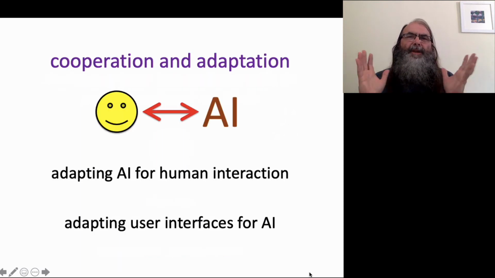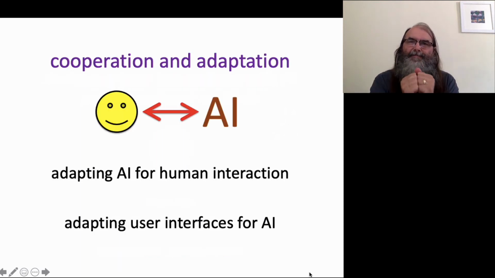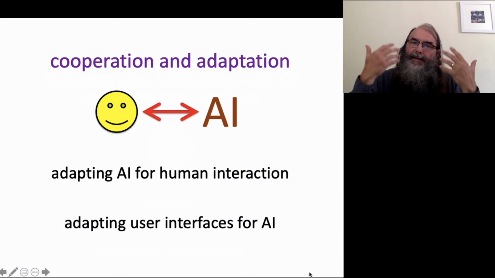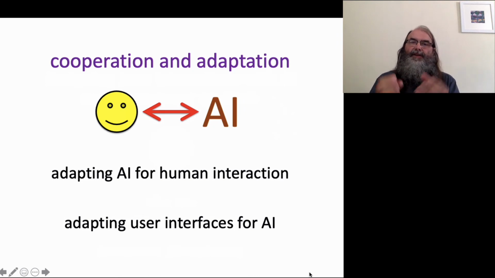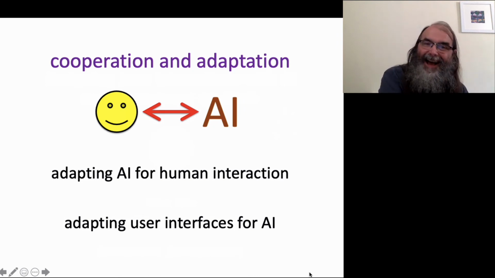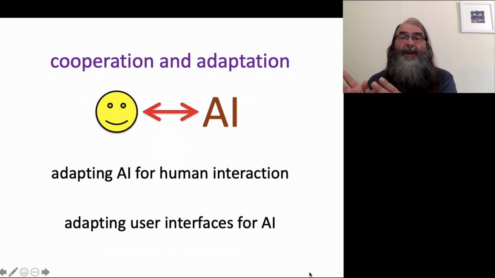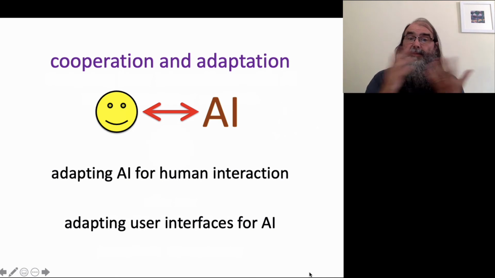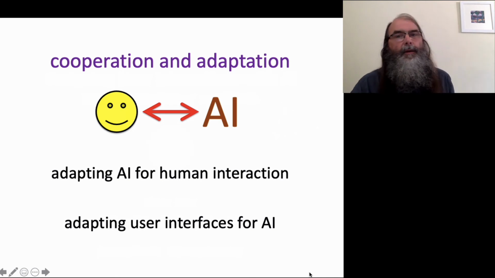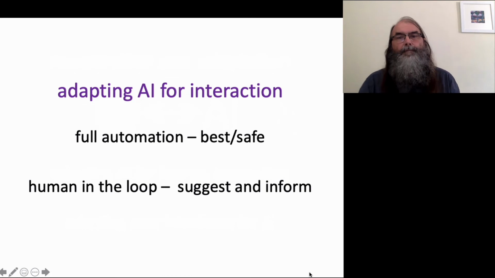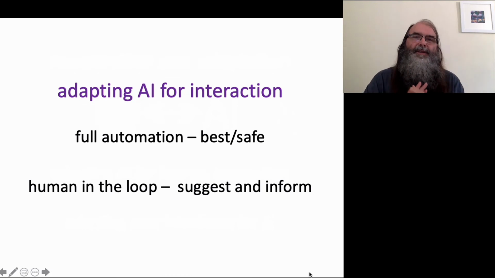Okay. Let's look now at this cooperation in a bit more detail. So you can think about some of these heuristics, but how do we design this? When you cooperate with people, you both adapt. And when we think about designing these interactions, we need to think both about how the AI adapts to the human interaction, but also sometimes how we adapt the user interface to make the AI work better. So let's look at the first of these, adapting the AI for interaction.